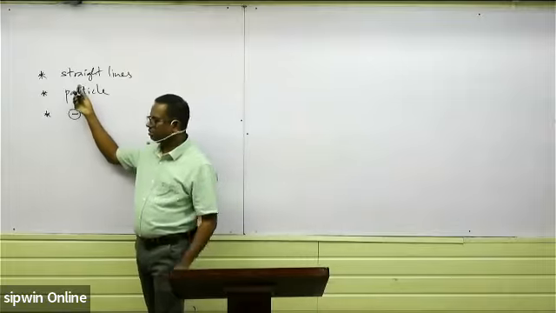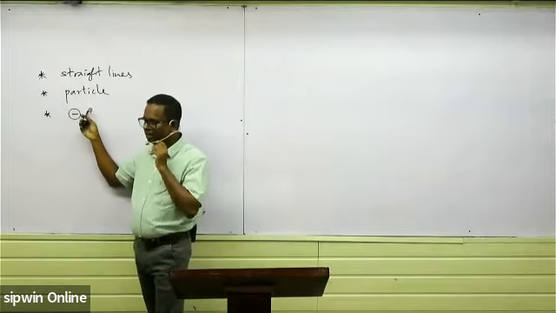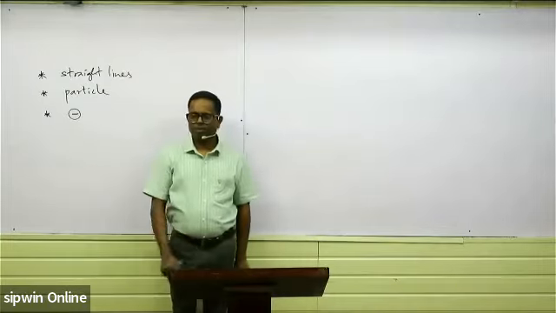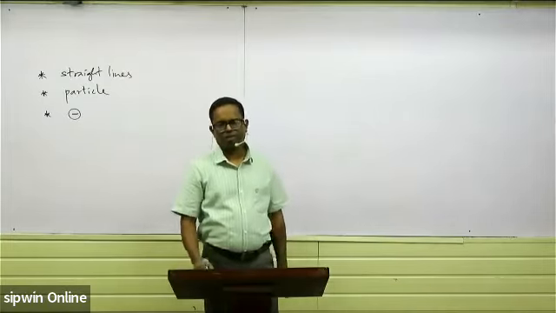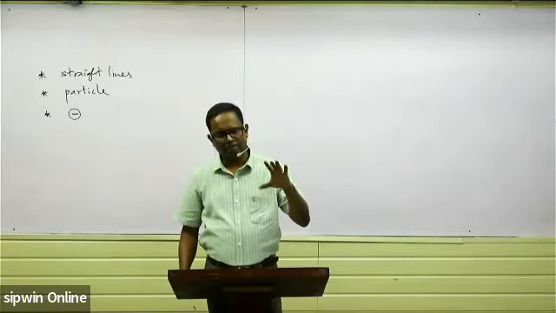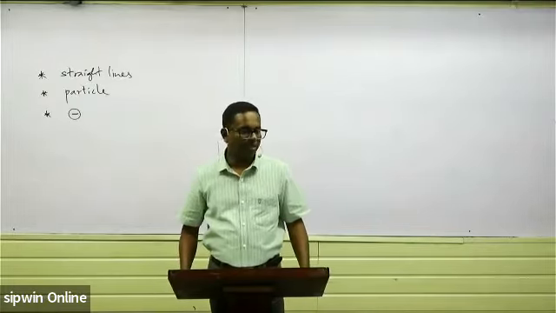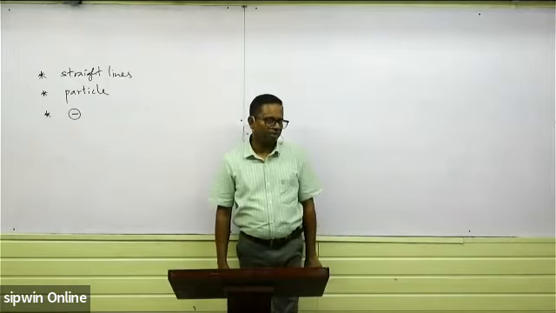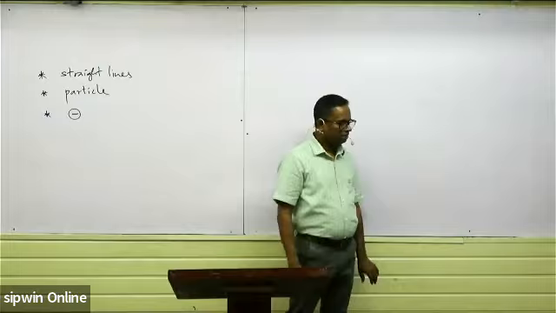So they are moving in straight lines. They have particle character and can turn a paddle wheel. Okay? And they are negatively charged. To confirm that they are negatively charged, use two methods. In an electric field, they are attracted towards the positive plate. In a magnetic field, they deflect in a perpendicular direction.